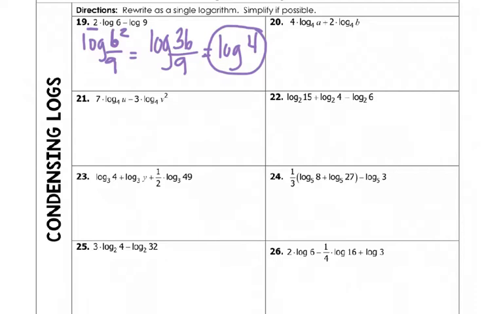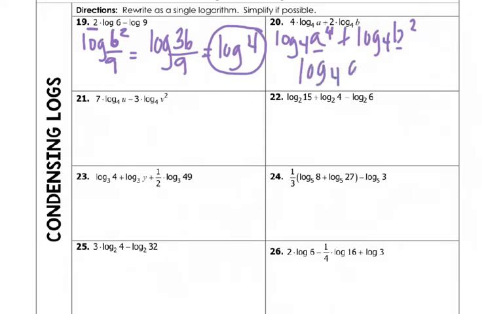So now on number 20, we have 2 numbers in front, which means the first step is going to be making those exponents. So we have log base 4, a to the 4th, plus log base 4, b to the 2nd. Okay, so from there, remember when they're adding, then you're really just multiplying your 2 numbers together, or your 2 big numbers, but in this case we have variables. So it's going to be log base 4, a to the 4th, b squared.